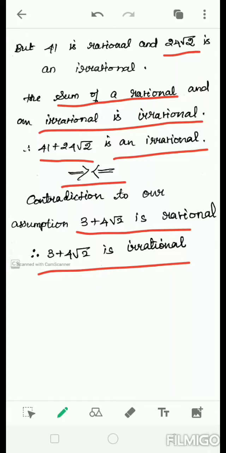Is it clear, children? By using this property we can easily arrive at the answer by the proof by contradiction method. Okay, so just remember, for these kinds of problems you may apply the proof by contradiction method to prove it. Clear? Hope you all understood.